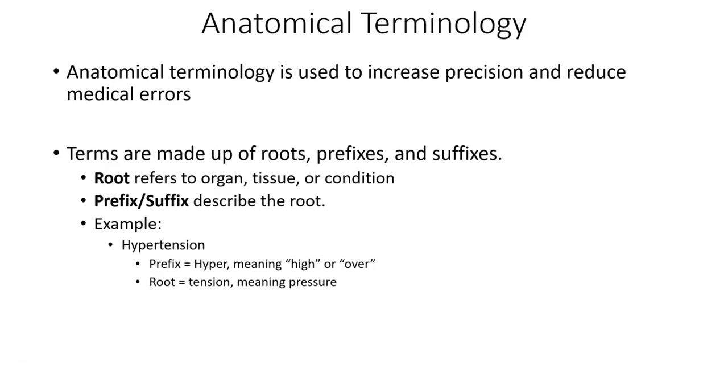And then the root of this word is tension, and in this case that's referring to pressure, so how much pressure or strain is being put on a certain structure. So hypertension is the medical term for high blood pressure, because there's a lot of pressure being put on the blood vessels, and this is higher than, hyper to, what is considered to be normal and healthy.